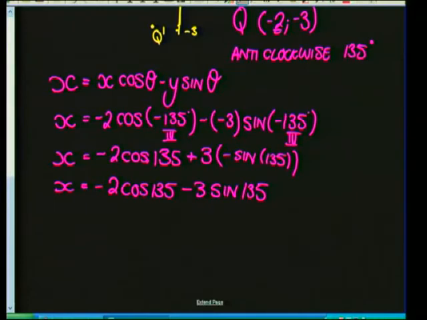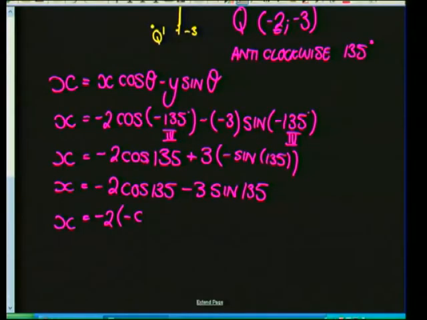Okay, now we need reduction formula. 135 degrees is going to be the same as saying 180 minus 45. 180 minus is quadrant 2, and in the first case, I've got a -2, and then I've got cos of 135. Cos of 135 is the same as, with reduction formula, negative cos 45. The reason it's a negative cos is because cos is negative in your second quadrant.